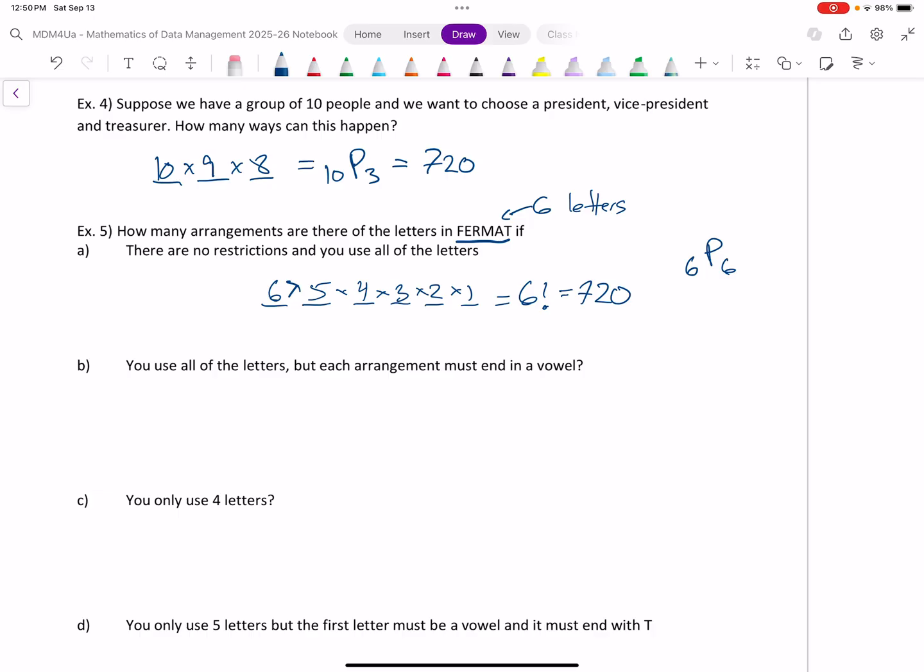The second one here says you use all the letters, but each arrangement must end in a vowel. So this is what I would call a restriction on the number of arrangements. And when you have a restriction, it's generally best to start figuring out your arrangements by dealing with the restriction first. So I'm going to say always start with the restriction.